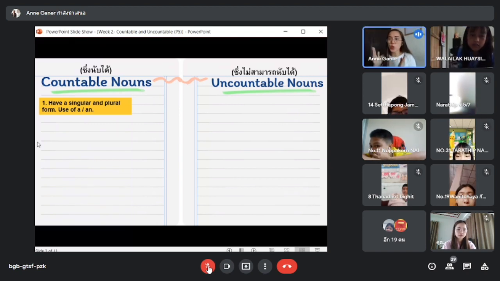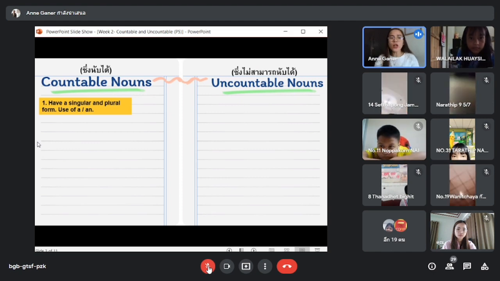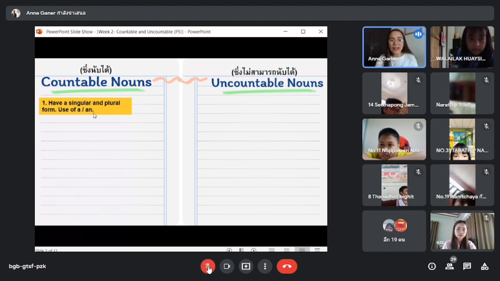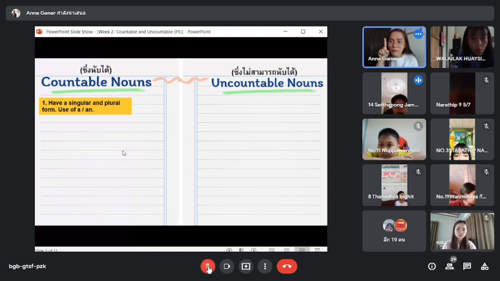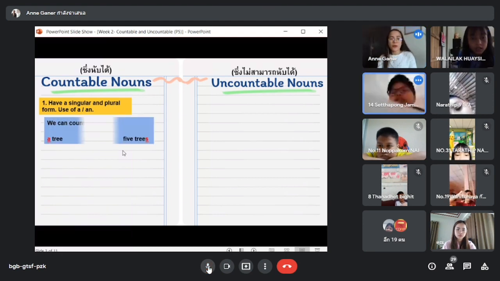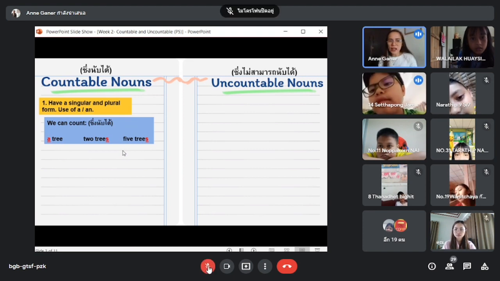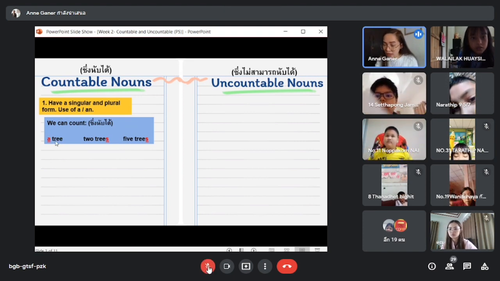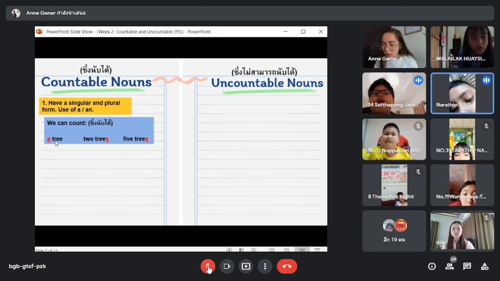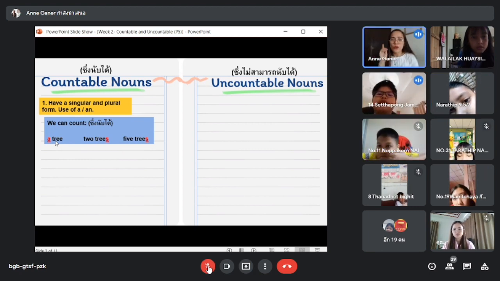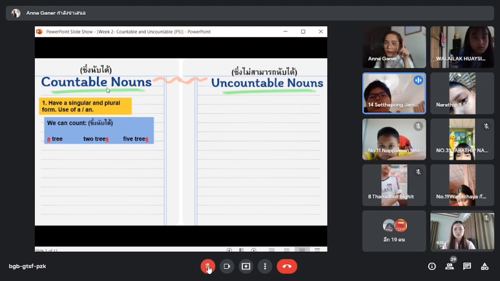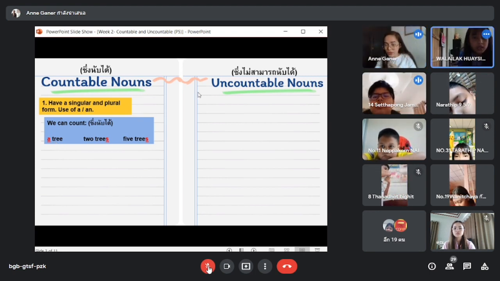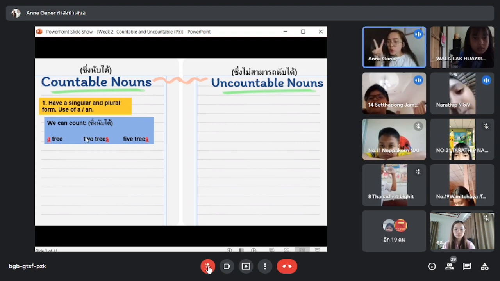Okay, two or more. Now we can also use a and an. We use a and an if we only want to say only one, right? Now here we can count, for example, tree. Countable or uncountable? Countable. Now, if you want to say a tree, it means only one tree. How about when you want to say two?